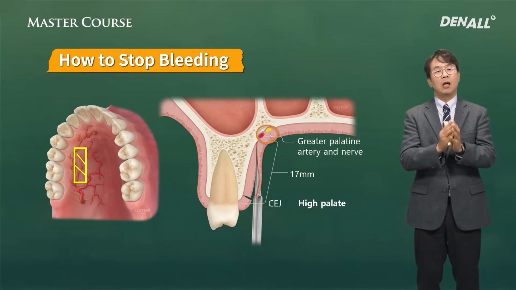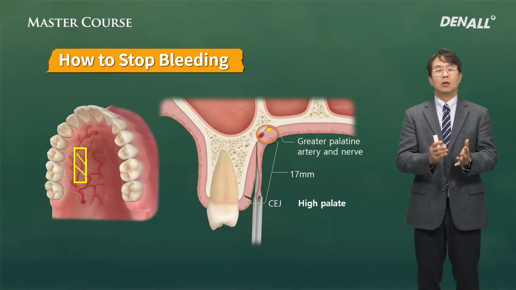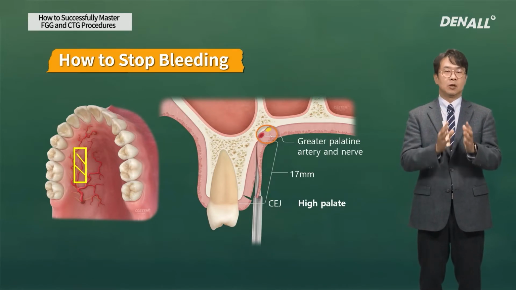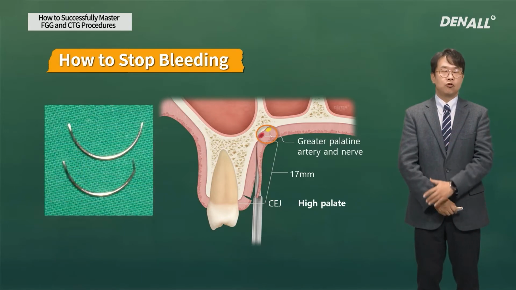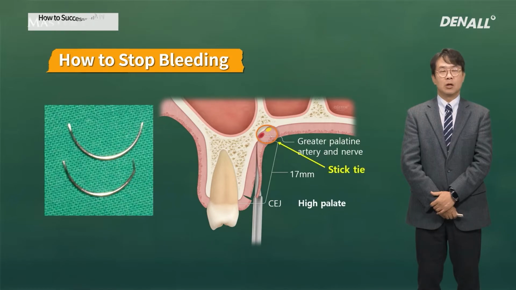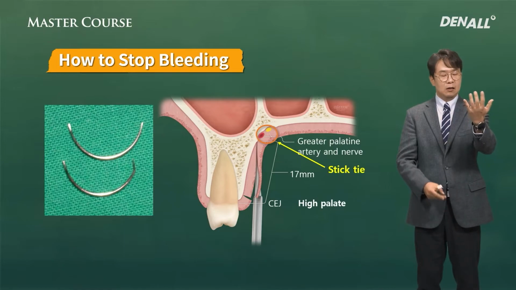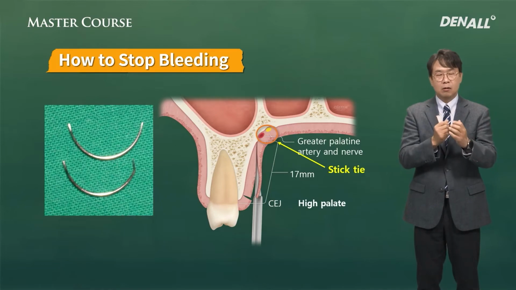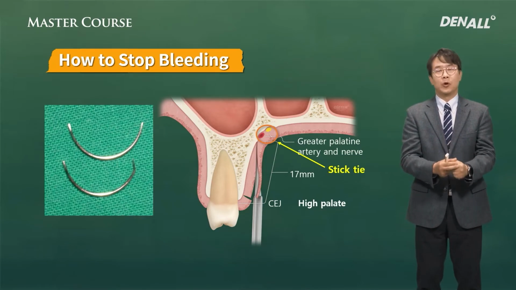When a graft is taken out, bleeding occurs. What can we do? There are various approaches. The main source of bleeding is the greater palatal artery. So we need to stop bleeding there. Stick tie is commonly used. The artery is wrapped around using suture to stop bleeding. It's easier said than done.